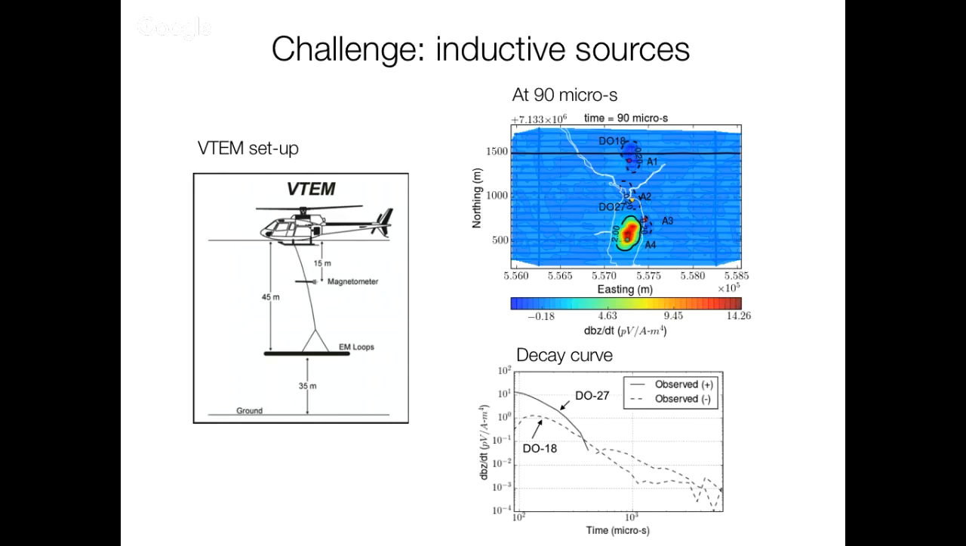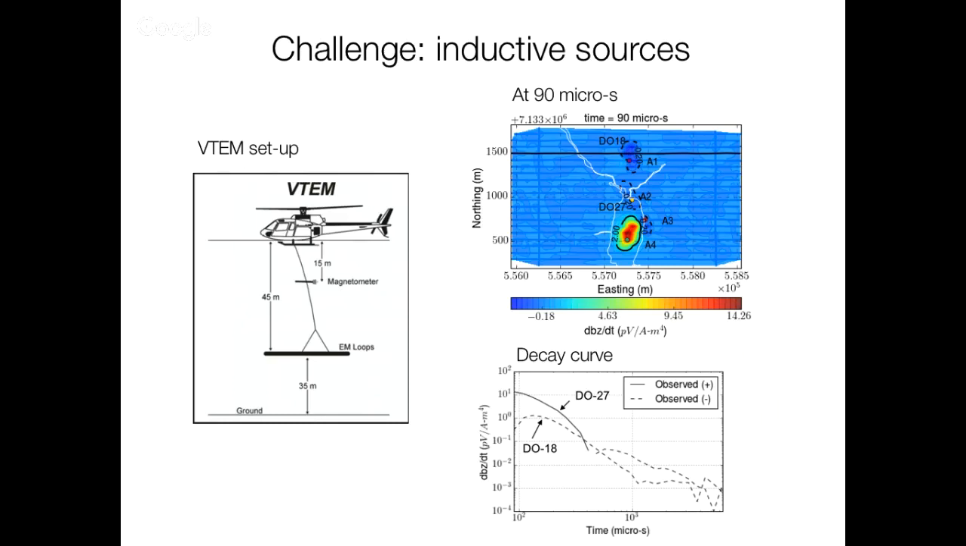We're also going to look at inductive sources, and I'm going to take you back to something I mentioned very, very briefly. This was the kimberlite deposit in North America. So this was a VTEM survey. There were two kimberlite pipes. These were flown with different time domain EM systems. The blue is negative values, red is positive. And when we see these two pipes, they are really very different.